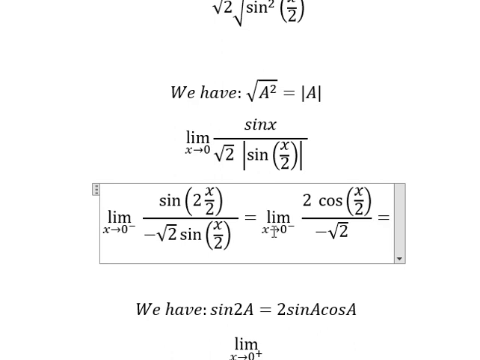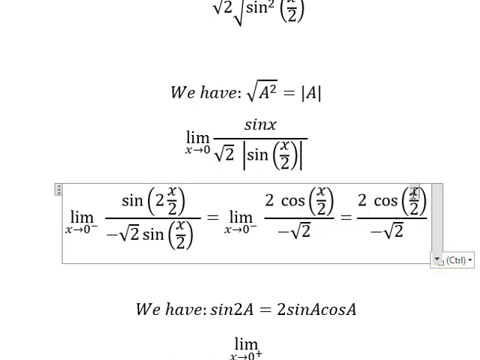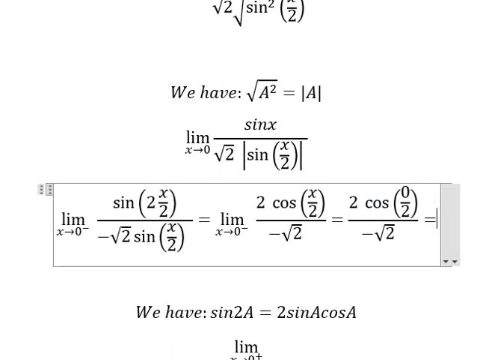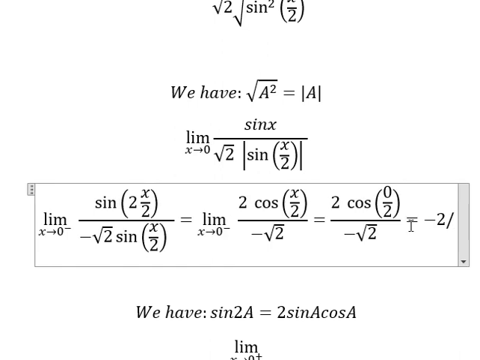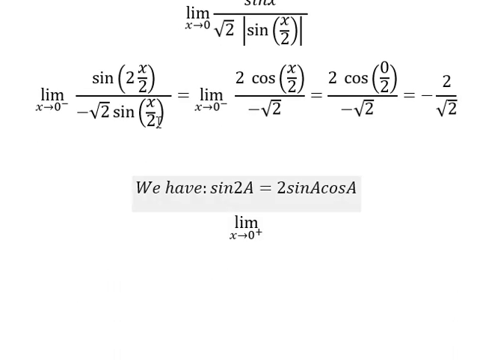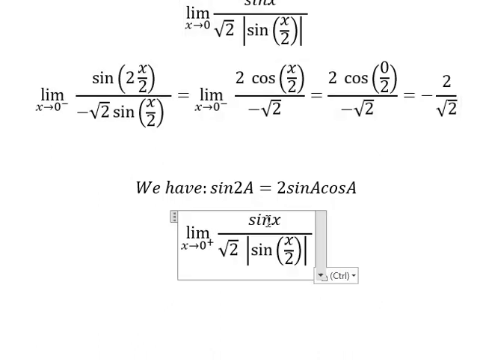And now we can put 0 in here. And we have negative 2 over the square root of 2. Now let's go to the second one. If s approaches 0 on the right, we have like this. That is about the positive numbers in here.